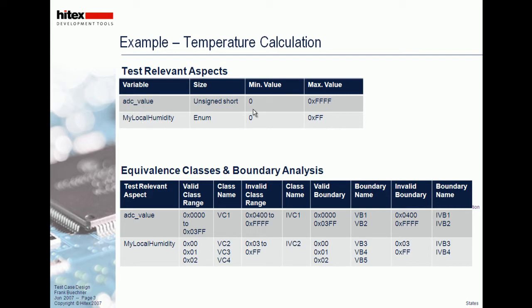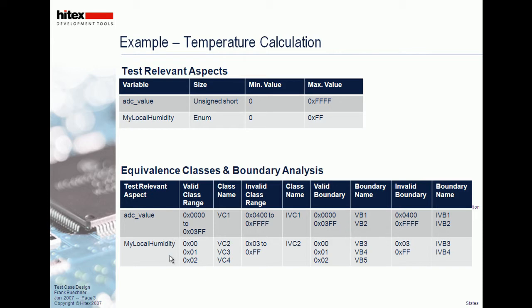As you can see here, one is an unsigned char and the other one is an enum in the range of 0 to 0xff. And the expected values for the ADC are between 0 and 0x3ff, which defines the first valid class. Values outside of here fall within what we call the invalid class range. So we have invalid boundary values and we have valid boundary values.